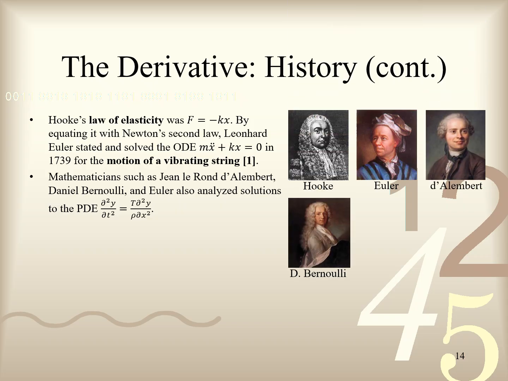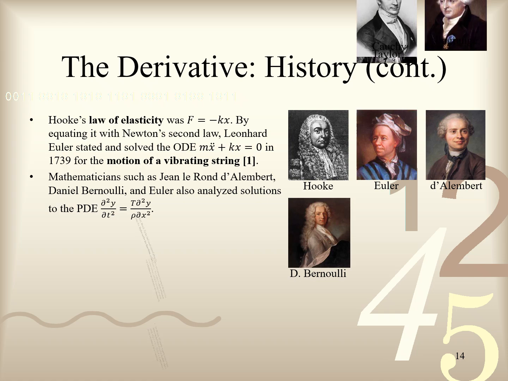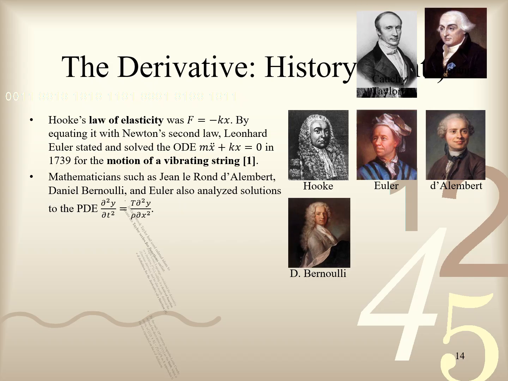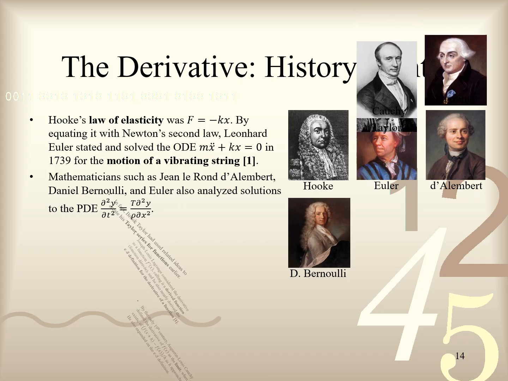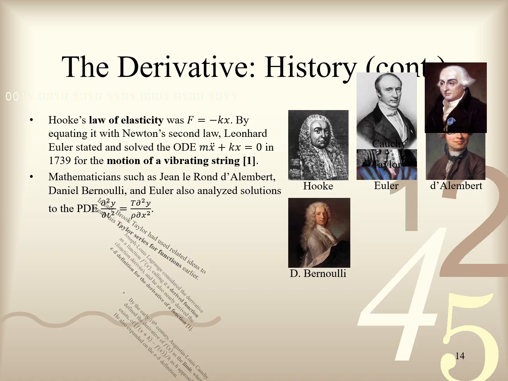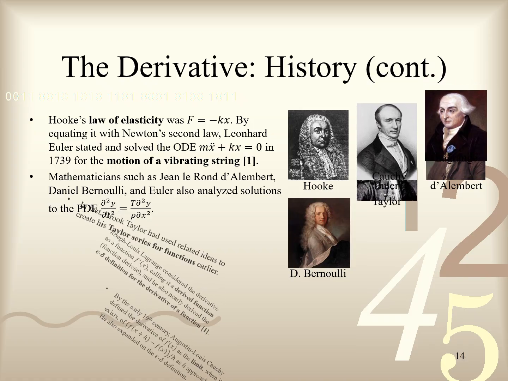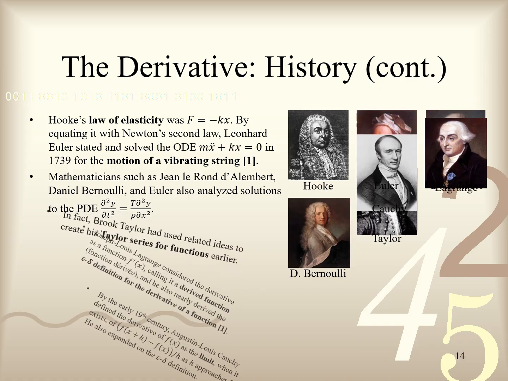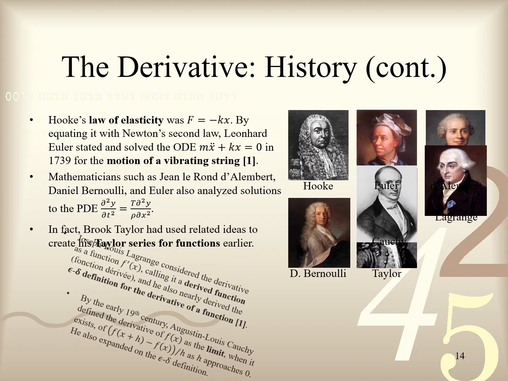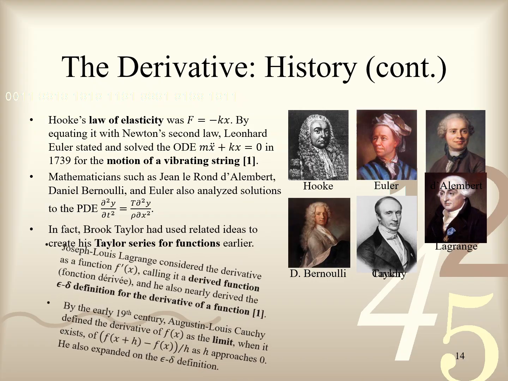Mathematicians such as John D'Alembert, Daniel Bernoulli, and Euler also analyzed solutions to the partial differential equation given by the second partial derivative of y with respect to t, equal to capital T over rho, times the second partial derivative of y with respect to x, known as the one-dimensional wave equation, again modeling the motion of a vibrating string. Here, y is an unknown function in two variables x for space and t for time, representing a deflection, or the displacement, of the string. Capital T is the tension on the string, and rho is the mass per unit length of the string.